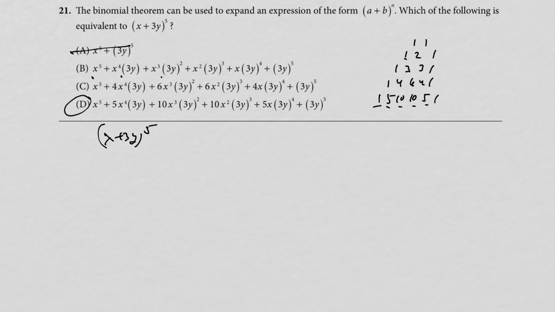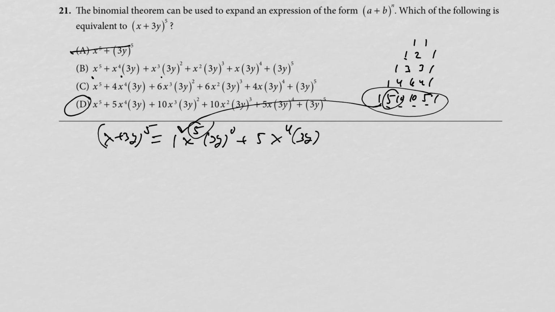But if you're not sure, how does the rest of it work? You take the 1, put it here, then you take the x and raise it to the 5th power, and the 3y gets raised to the 0 power. Then you take the 5, and the powers on the x go down by 1, but the power on the 3y goes up by 1, then the 10, and as you can see, it's creating choice D.